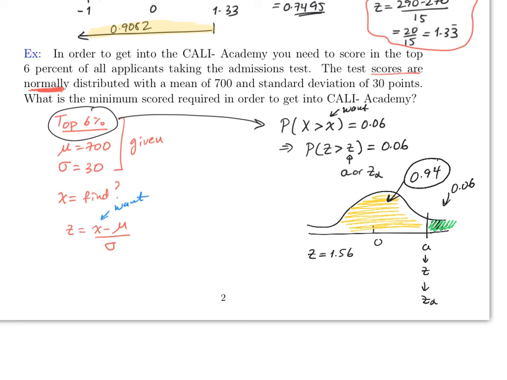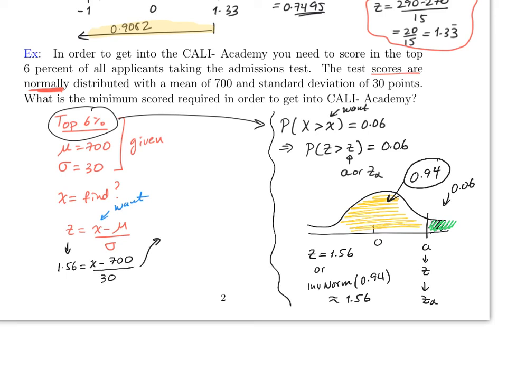Okay. Now if you don't want to use a table, remember, you can use the inverse norm. The area to the left is 0.94, and it should give you also around 1.56 or 1.55. Once you find this value, then now you can plug it in here. So now this will be 1.56. X is what you're trying to find. This is minus 700 over 30.